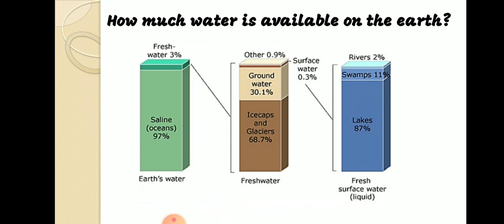Further, this 3% of water is in the shape of ice caps, glaciers, and groundwater. And only 1% is accessible for drinking out of surface water. And the surface water includes water in lakes, water in rivers, streams, etc.